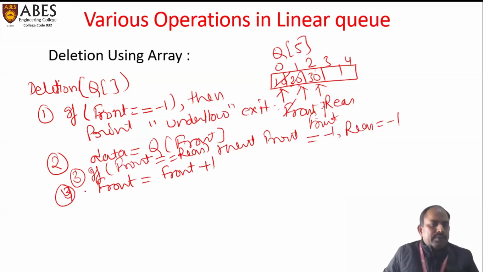Now in the fourth step we write else front is equal to front plus 1. So we have to include this step also. Now if there is not a single element in the queue, then we just increment the value of front from 0 to 1. If it is 1, then we'll increment it to 2, like that. Now in the fifth step we write exit. In this way we can write an algorithm for deletion operation in a queue.